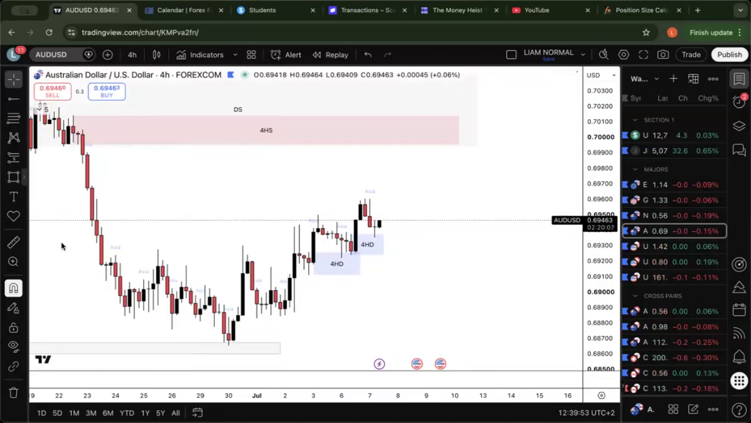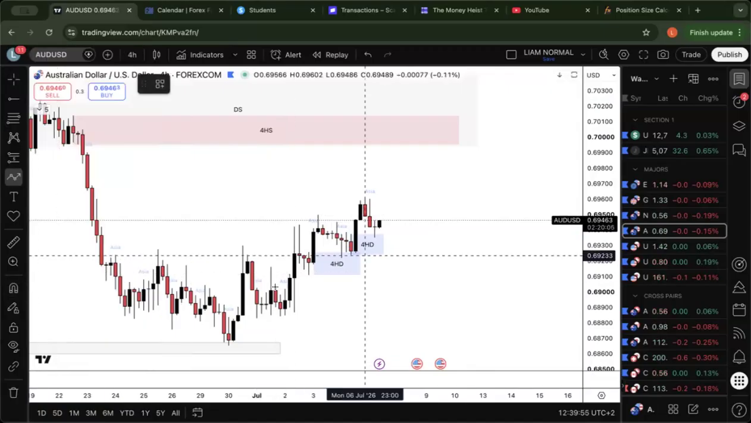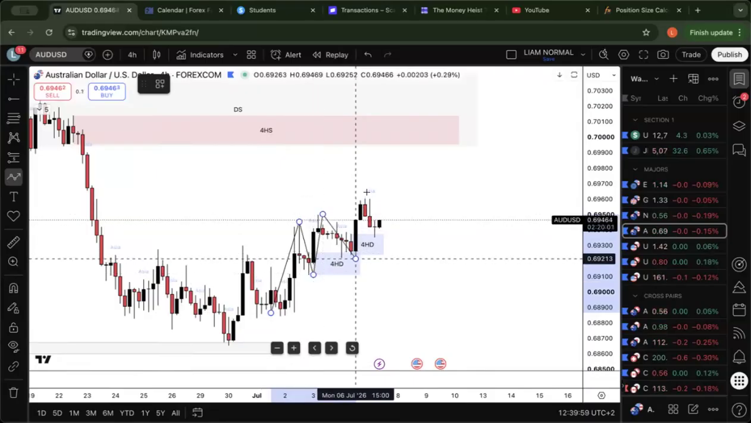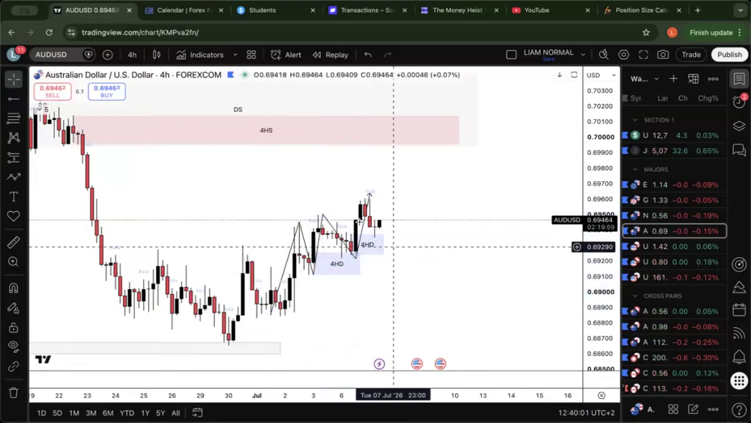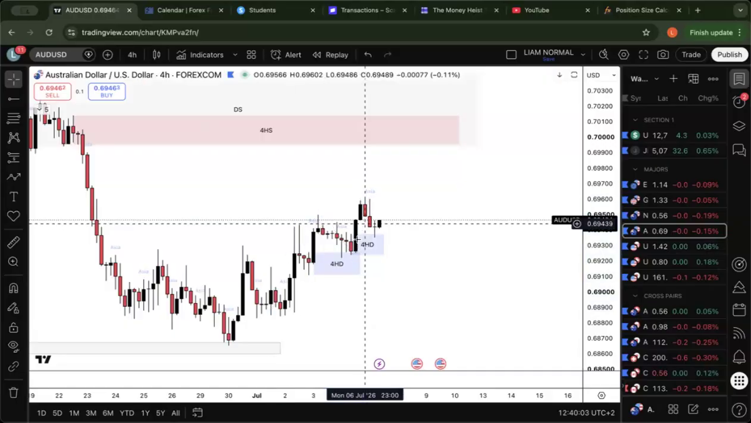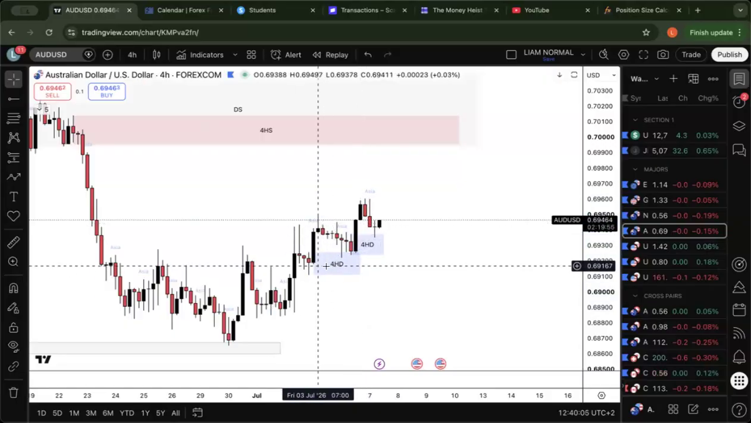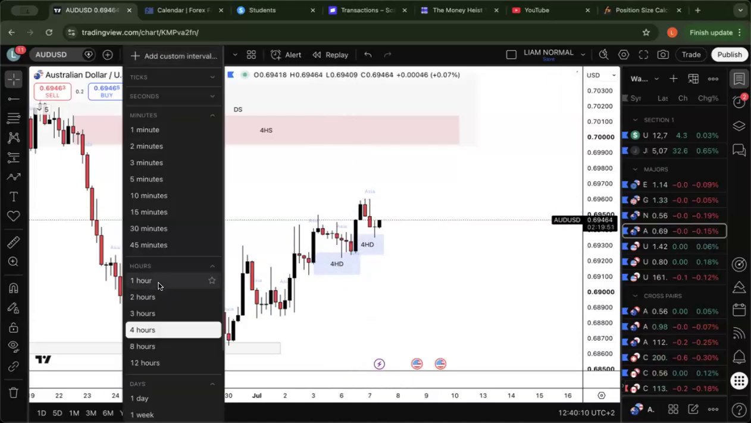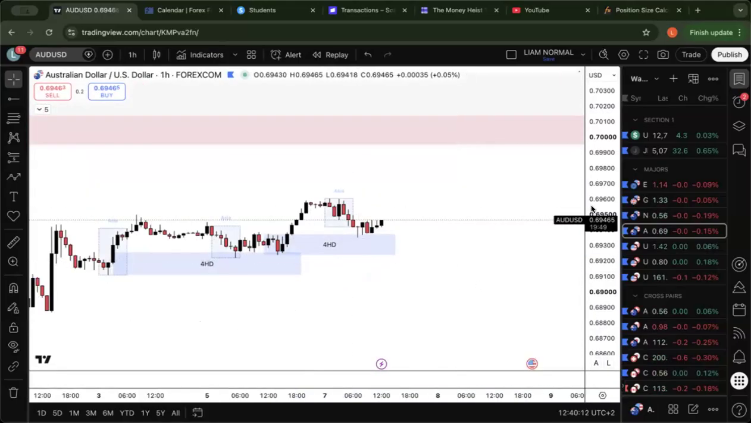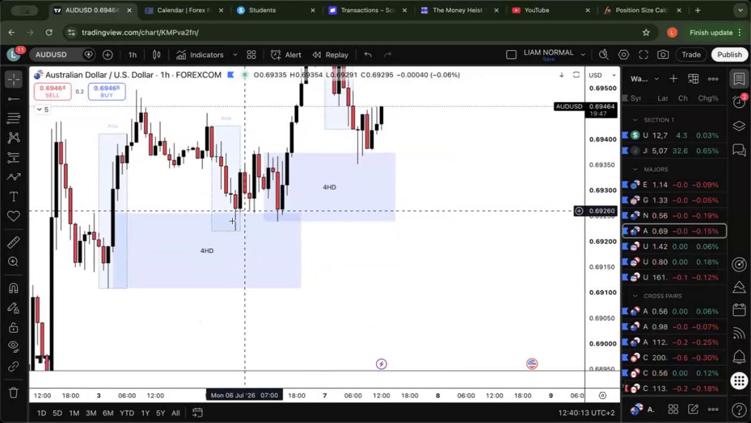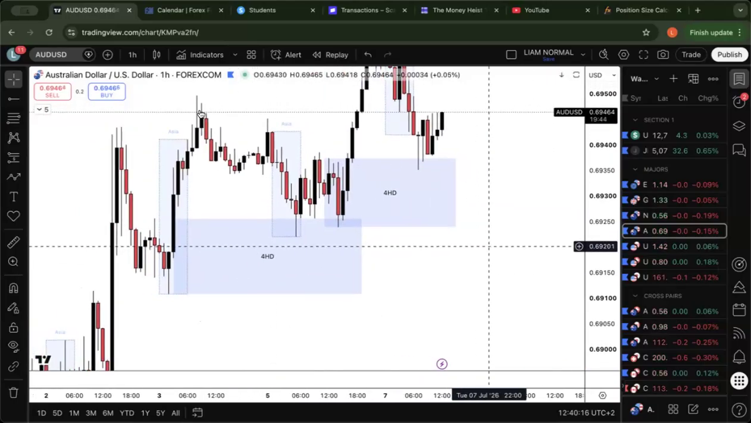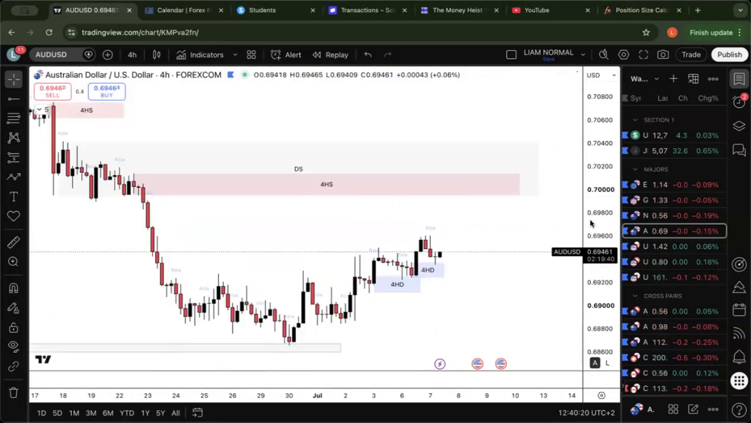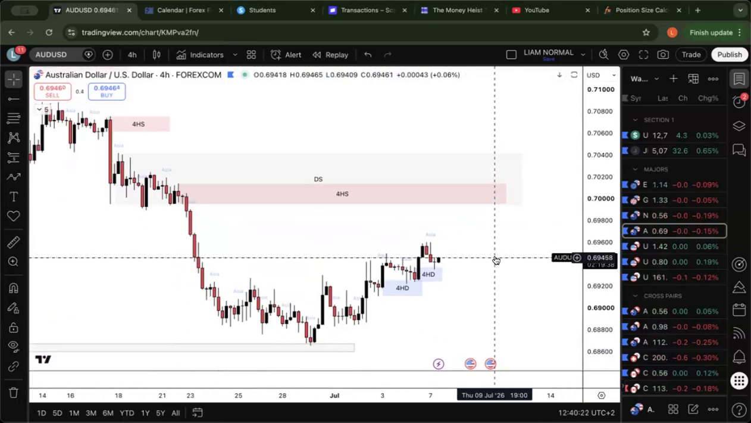This area of 4-hour demand, you can see clearly, of course, market structure playing out as we speak. Now, of course, yesterday we said about this 4-hour demand area being our demand, and as you can see, we've had a beautiful reaction from there. Again, you guys hopefully would have been able to catch something from this beautiful 4-hour demand area, which obviously I give you guys for educational purposes. So yeah, let's see what happens.